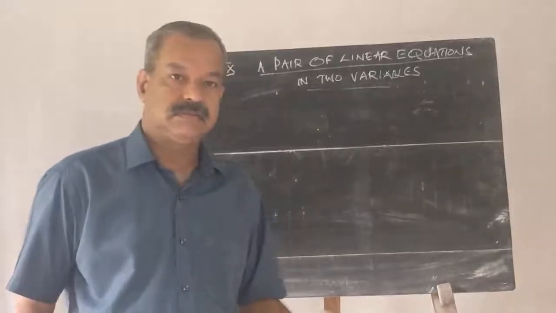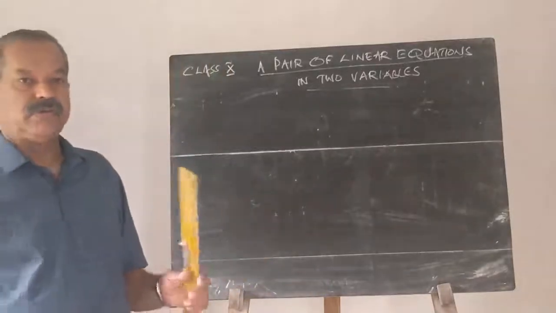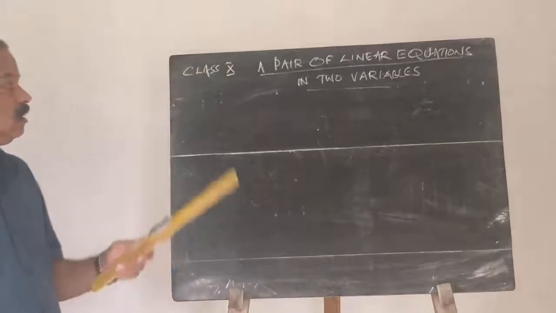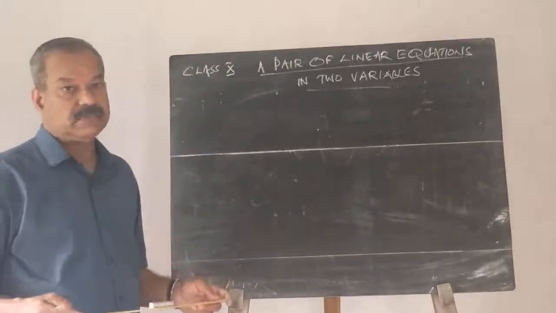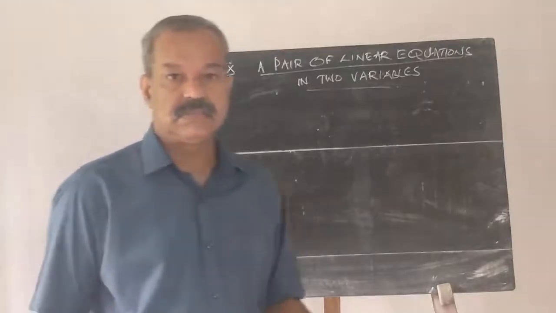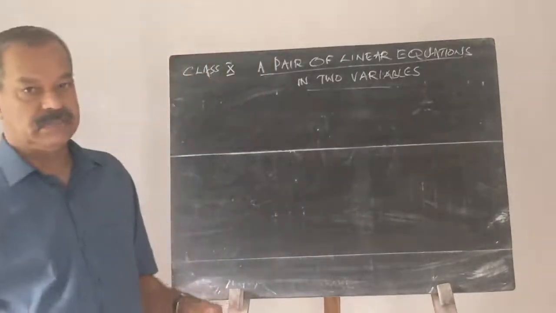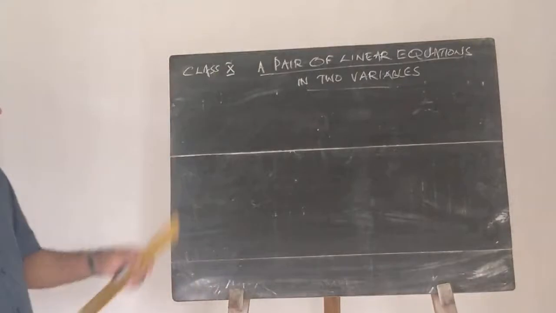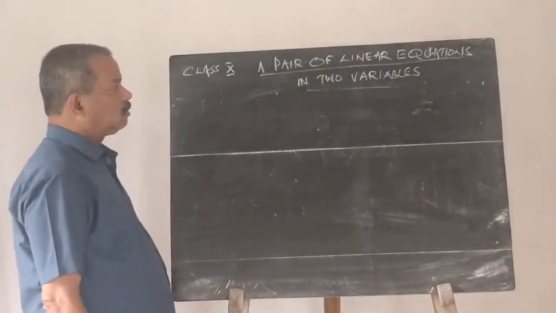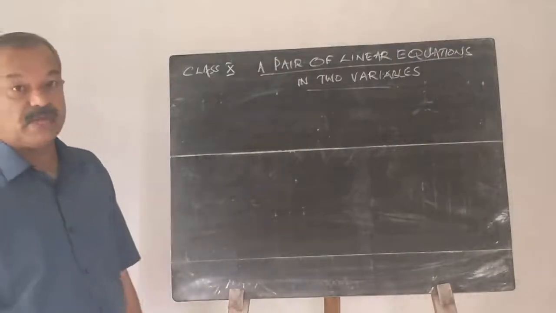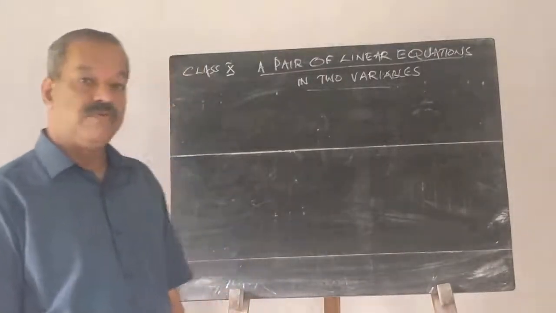Dear children, now we are going to discuss the third lesson, a pair of linear equations in two variables. We have already discussed some parts of this lesson. Now let us revise it first. What are the general forms of a pair of linear equations in two variables?